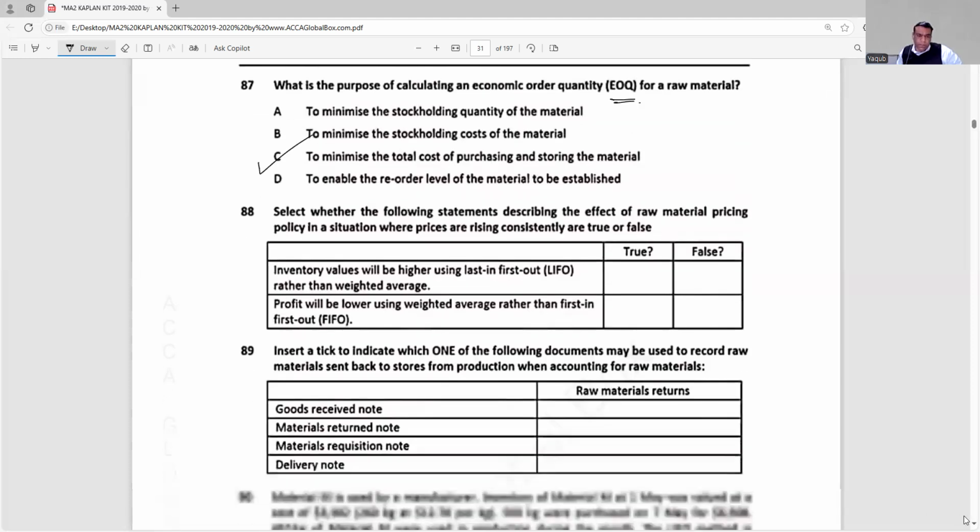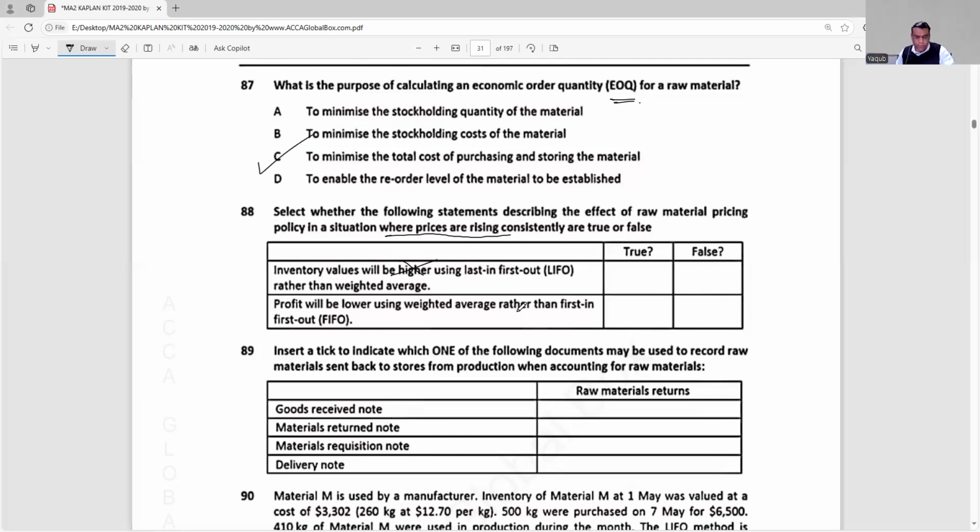Select whether the following statements describing the effect of raw material pricing policy in a situation where prices are rising consistently are true or false. So when prices are rising, inventory values will be higher using the last in first out. Inventory value will be lower using the last in first out, rather than AVCO. Profit will be lower using AVCO rather than the FIFO.